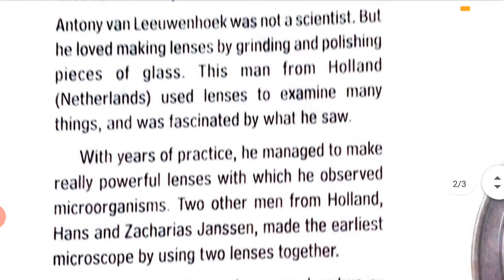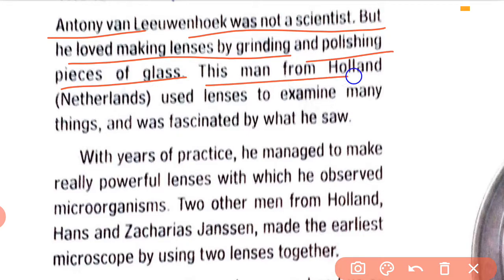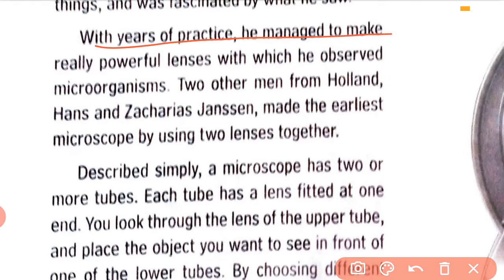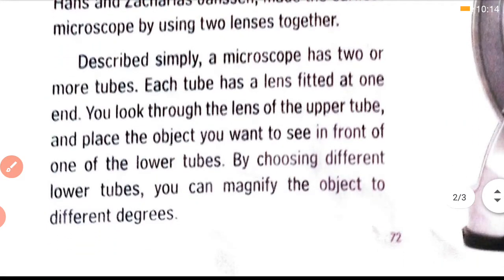Now the microscope. Antony van Leeuwenhoek was not a scientist, but he loved making lenses by grinding and polishing pieces of glass. This man from Holland, Netherlands, used lenses to examine many things and was fascinated by what he saw. With years of practice, he managed to make really powerful lenses with which he observed microorganisms. Two other men from Holland, Hans and Zacharias Janssen, made the earliest microscope by using two lenses together.